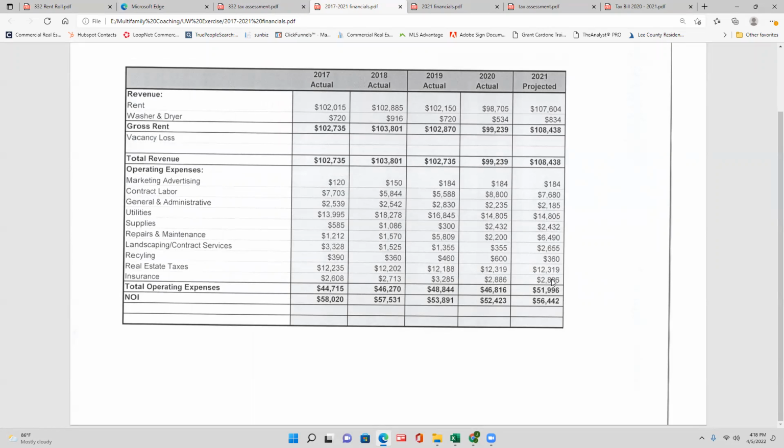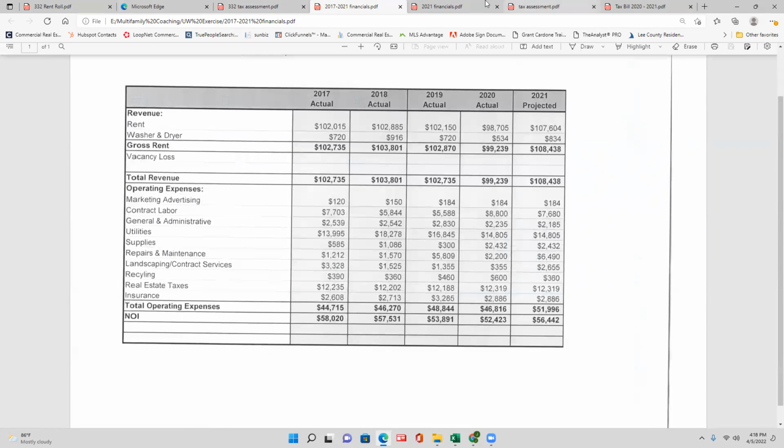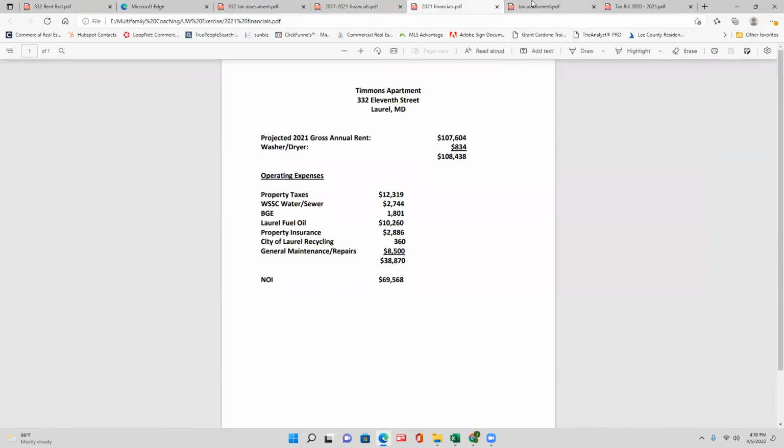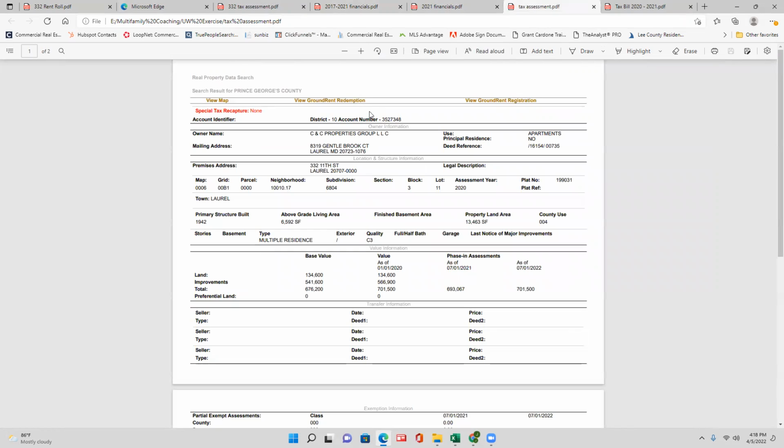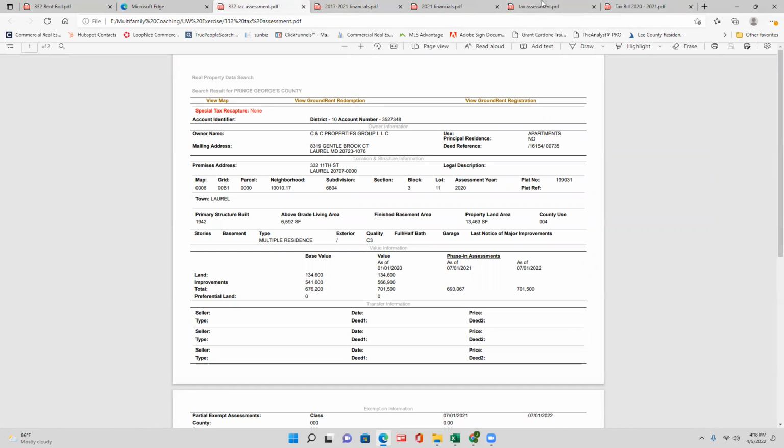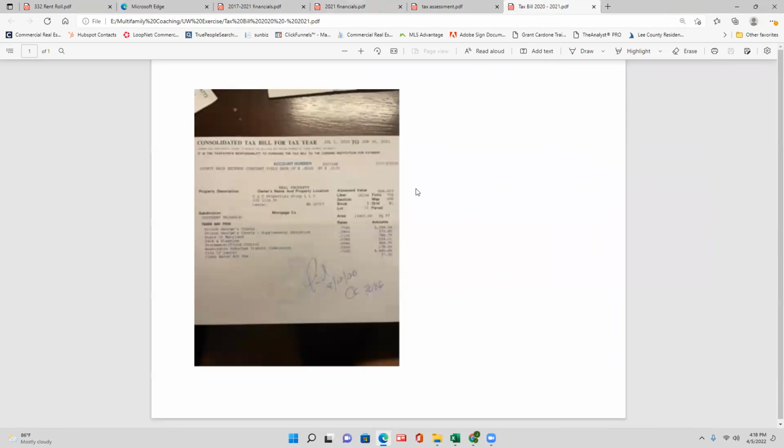But we're underwriting a deal. Our coach and mentor gave us a smaller 10 unit deal, and this is all the information. So 2021, again, the tax assessment. What was this one for? Is that the same thing? Yeah, it's the same thing. Okay. I don't know. My tax bill for 2021, can't really see that.